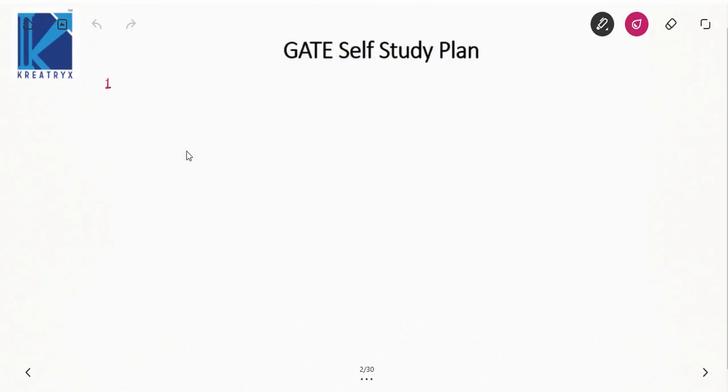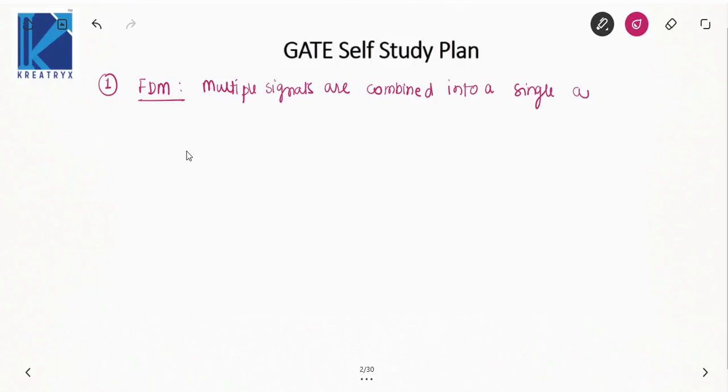So first of all, we are going to study frequency division multiplexing. Now, what is frequency division multiplexing? In this, multiple signals are combined into a single composite signal for transmission over a channel.